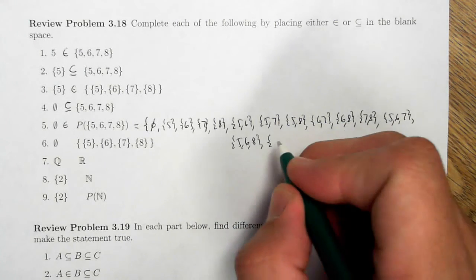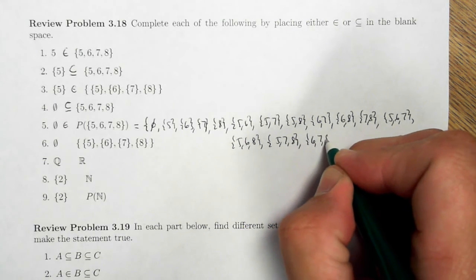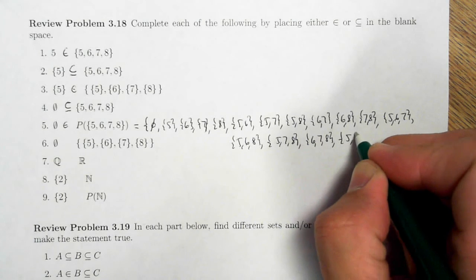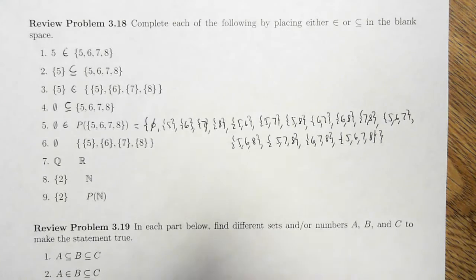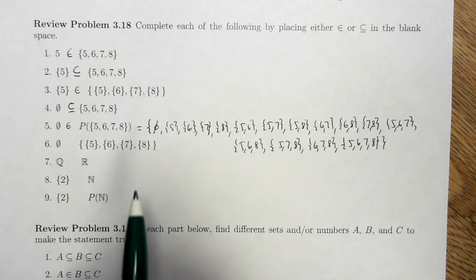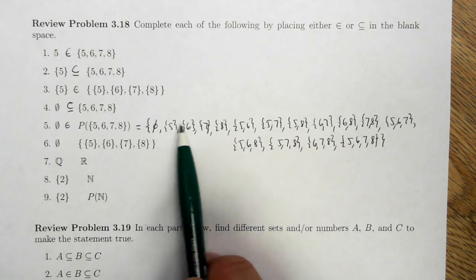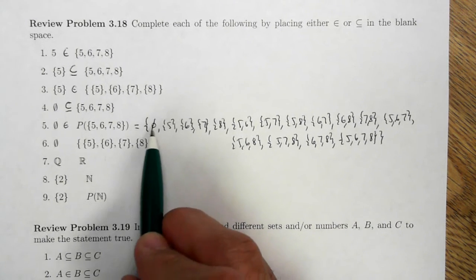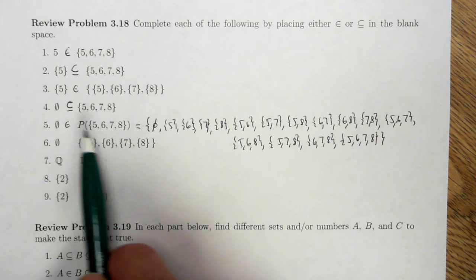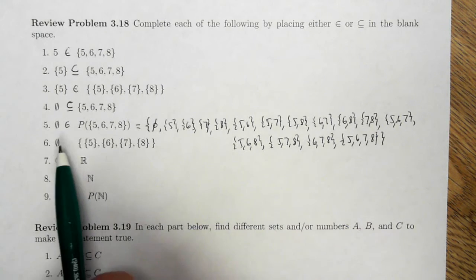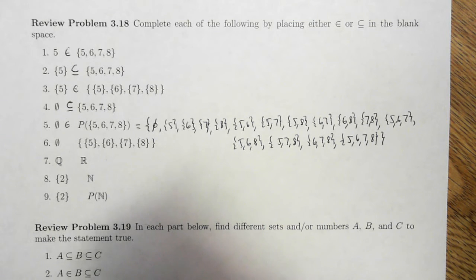Let's see, what am I missing? {5, 7, 8}, and then {6, 7, 8}. And finally, the last thing that's a subset of {5, 6, 7, 8} is going to be the original set {5, 6, 7, 8}. So I've listed out all of the subsets of {5, 6, 7, 8}. And if I did this right, there should be 16 elements that I listed out, of which the empty set is one of them. So this one I could have actually answered either way. The empty set is an element of the power set, and also the empty set is a subset of the power set because the empty set is a subset of any set.